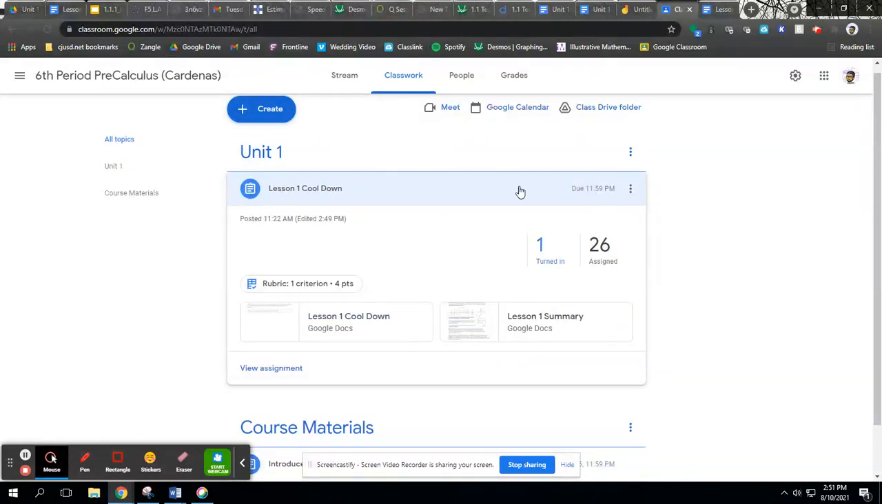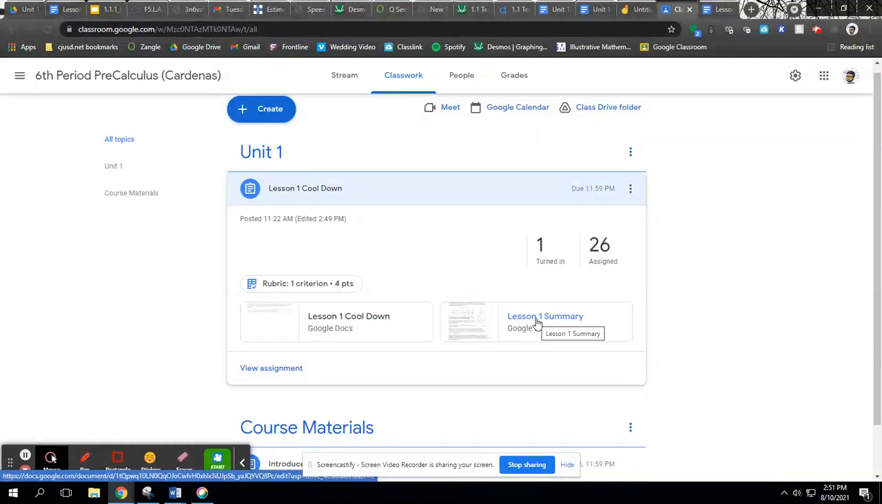So cooldowns will always be posted here in Google Classroom, not under the Stream tab. Well, maybe you can find it there, but it's definitely under the Classwork tab. We're in Unit 1. So here's the Unit 1 Lesson 1 cooldown. If you click here, this will make a copy automatically for you.